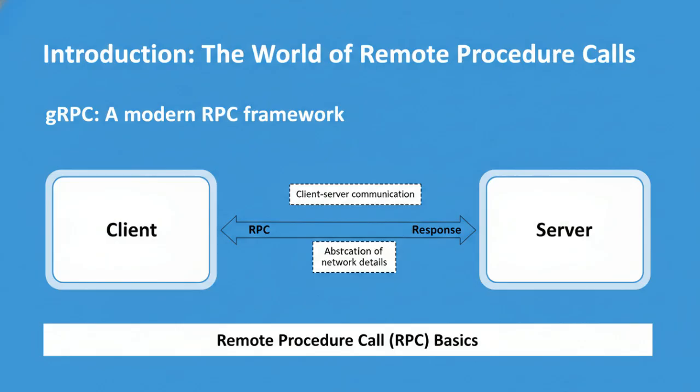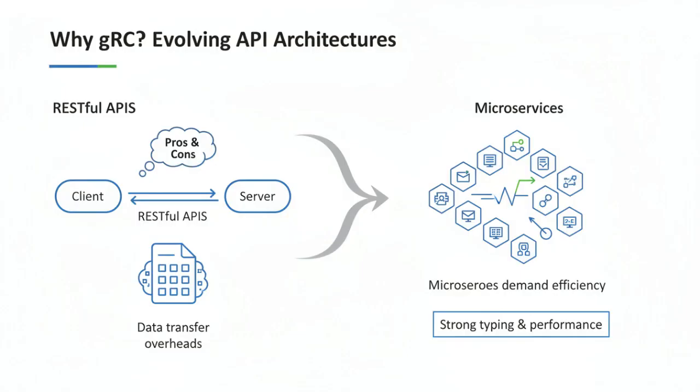gRPC is a modern, high-performance, open-source RPC framework that has gained significant traction, especially in microservices architectures. For years, RESTful APIs have been the de facto standard for web services, offering simplicity and broad compatibility. However, with the proliferation of microservices and the demand for ultra-scalable systems, their limitations became apparent. RESTful APIs, while flexible, often involve considerable data transfer overhead, relying on text-based formats like JSON.